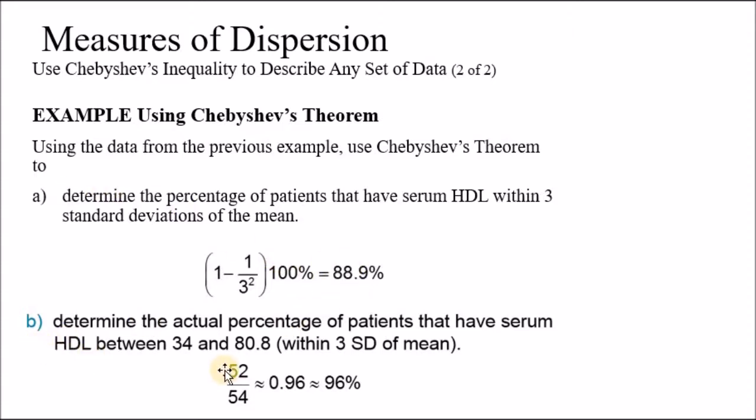The next step is we're going to determine the actual percentage of patients that have serum HDL between 34 and 80.8 within 3 standard deviations of the mean. So that is finding how many observations are between those two numbers, and that is 52 divided by 54. That is approximately 96%. So that is the end of the measures of dispersion.